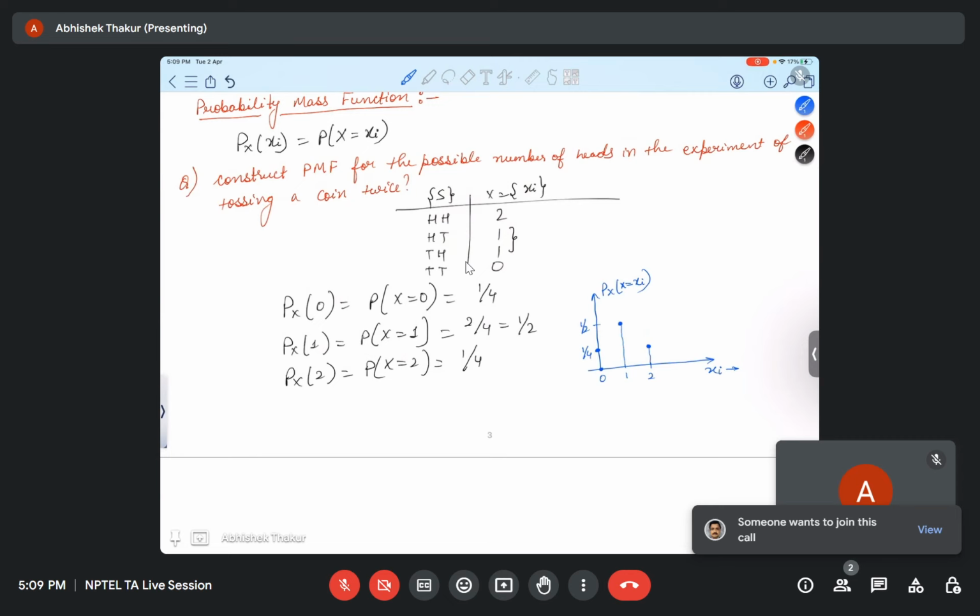So it is used to analyze discrete random variable only. So here write a note point. Probability mass function is used to analyze discrete random variable only.